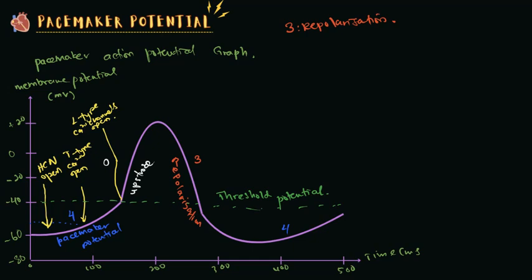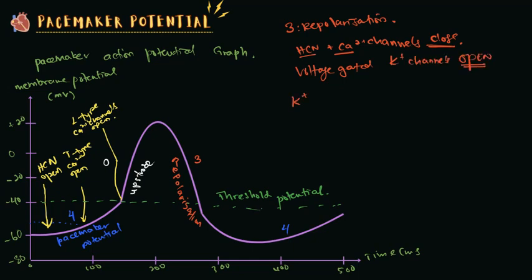Next, phase 3, repolarization, where the cell membrane becomes more negative. It is due to the HCN and calcium channels closing and the voltage-gated potassium channels opening, causing potassium to leak out, so the positive charge moves out of the cell, causing the cell to become more negative, hence repolarization. As you can see by the yellow line, HCN and calcium channels close at the top of the curve, and potassium channels open to allow potassium to move out of the cell.